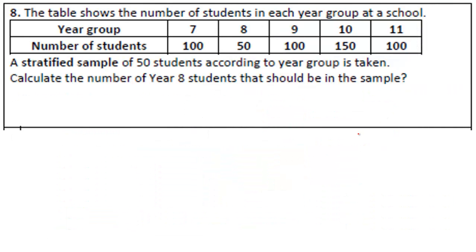Question 8. The table shows the number of students in each year group at a school, and a stratified sample of 50 students according to year group is taken. I know exactly what I'm going to do. I'm going to write down the acronym now: new over old times what you want. So let's start figuring out what each of these values are.